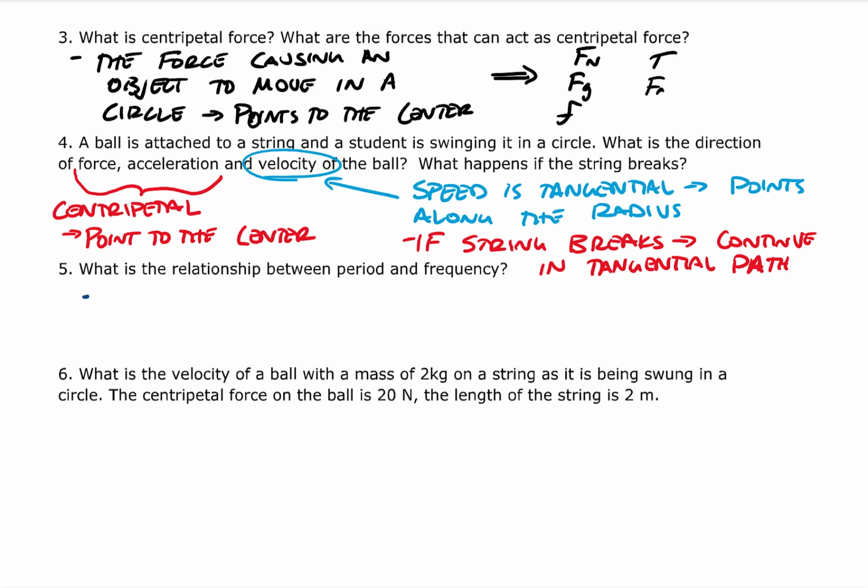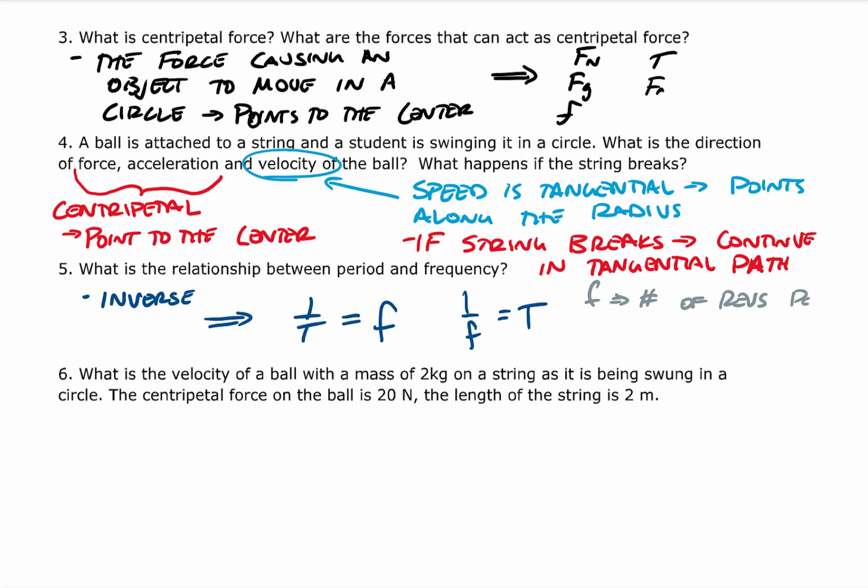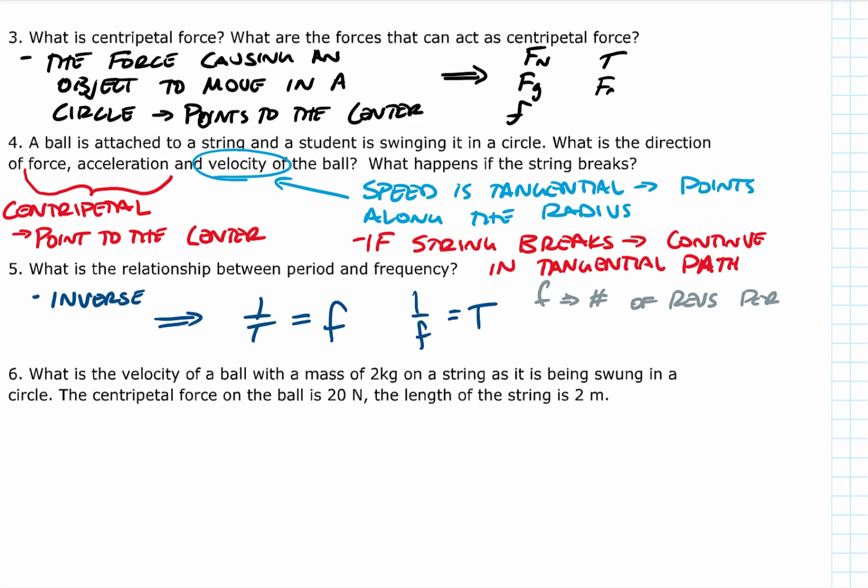The relationship between period and frequency is inverse. Namely, 1 over the period is equal to the frequency, and 1 over the frequency is equal to the period. That's the relationship. Because frequency is the number of revs per unit time or per second, and the period is number of seconds per revolution.